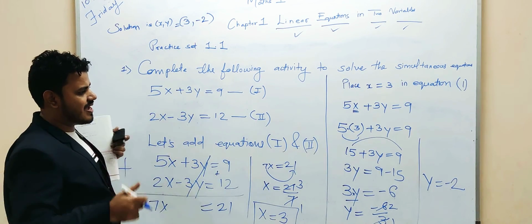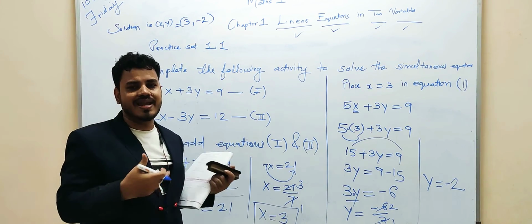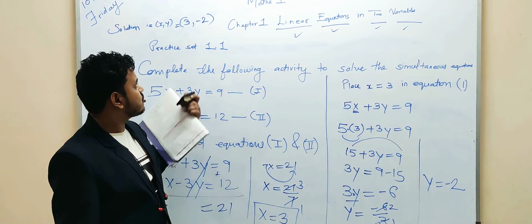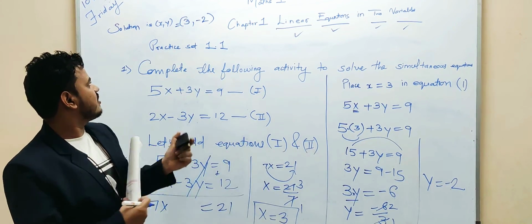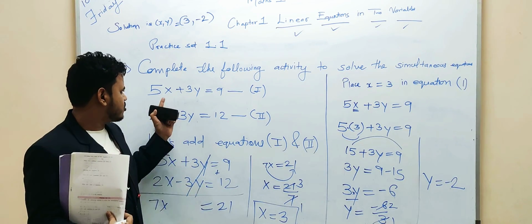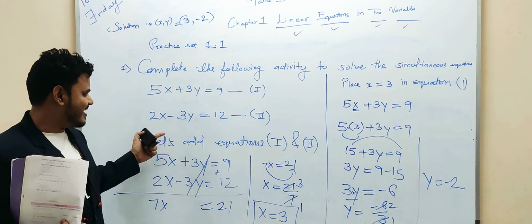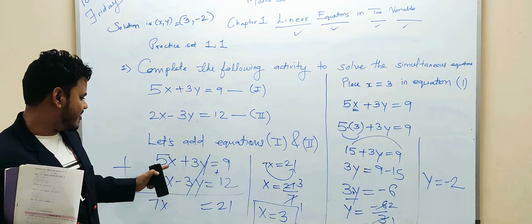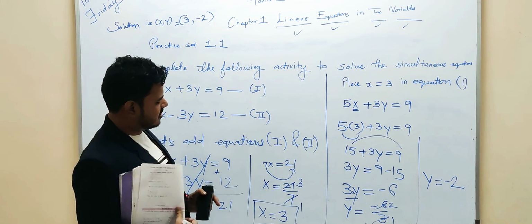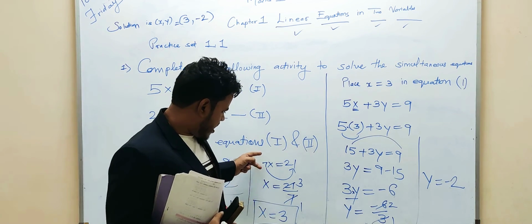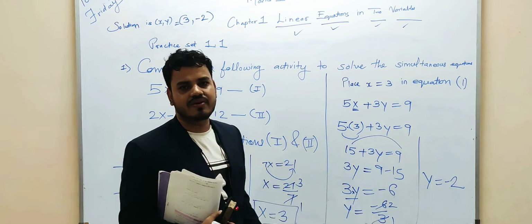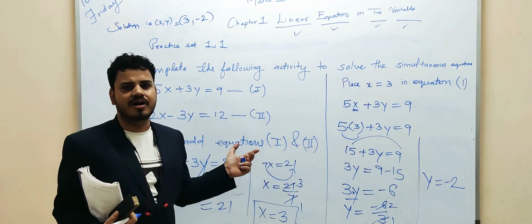So this was example number 1, and it was an activity, but I have solved this example for you. We have calculated its solution by the elimination method. What we have done here is we have just added these two equations and eliminated y first. We found the value of x, and then finally we put this value in equation 1 and calculated the value of y. So this was example number 1.